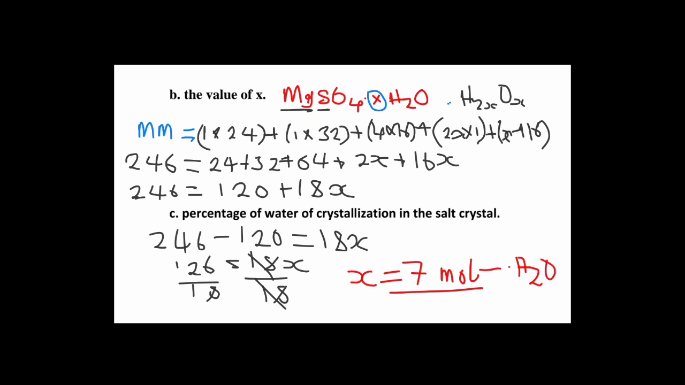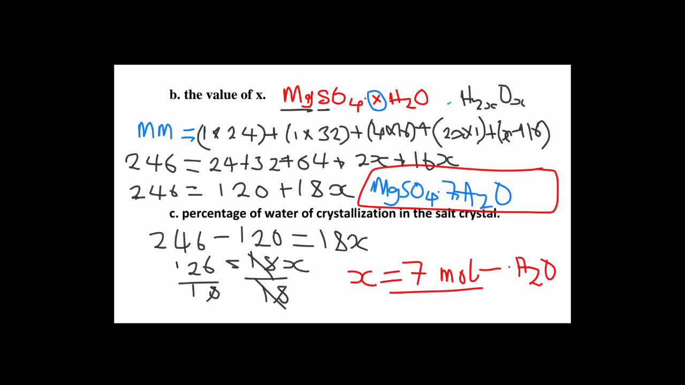So we have calculated the value of x, and the value of x now is 7. Therefore, we can put that 7 in our structure, where we are going to say magnesium sulfate dot 7 water.